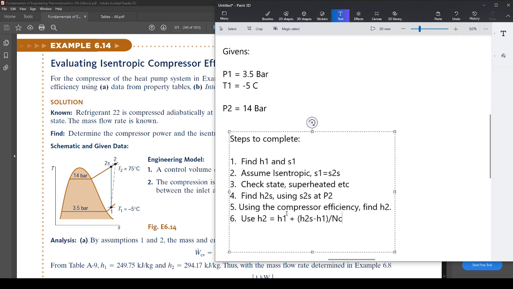And if you did this, you would find the actual enthalpy of state 2. And from there, you could just find the work, right? The work of the compressor is equal to H2 minus H1. Pretty simple, right? So this is the exact same steps that you do for the turbine and the compressor. They are basically the same.